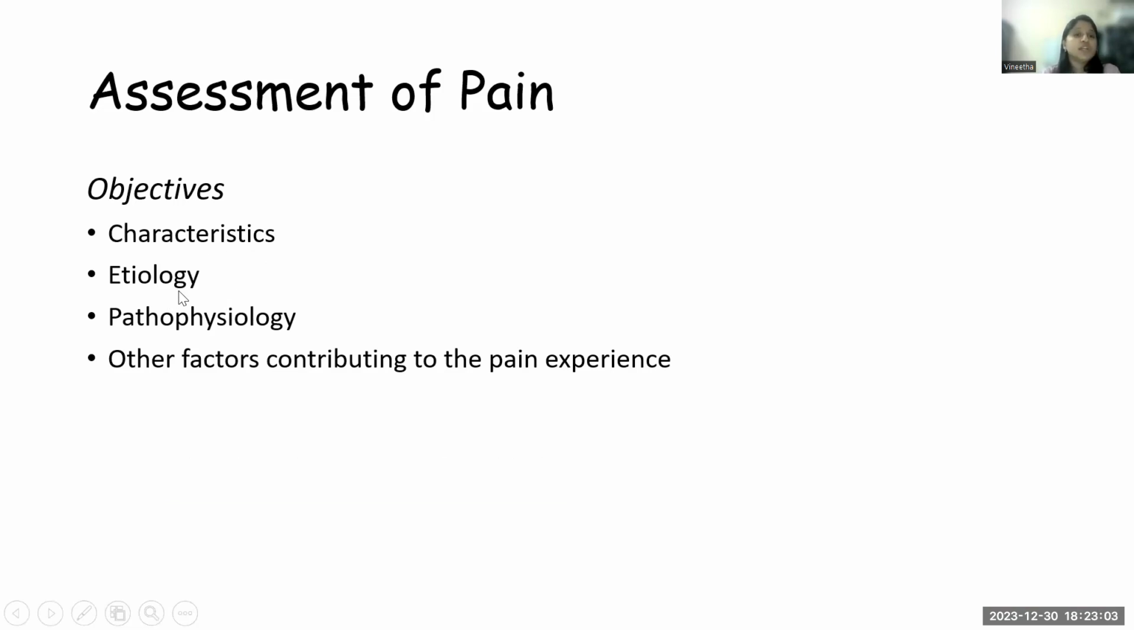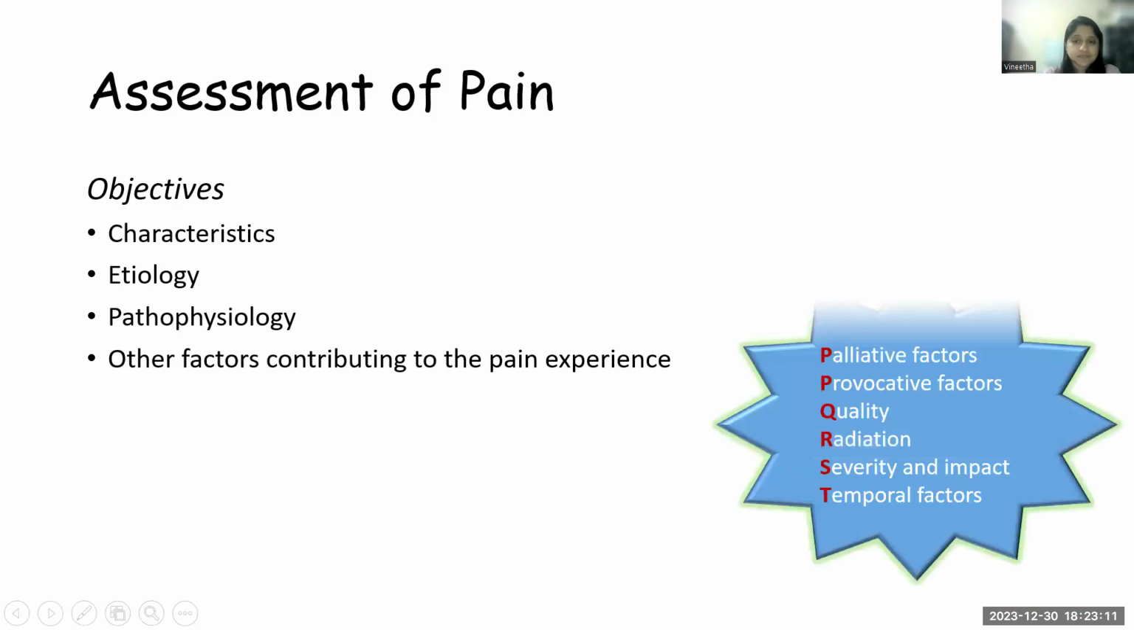We need to get an idea of the etiology, pathophysiology, and the other components of total pain contributing to the pain experience. You can use any of these mnemonics to get these characteristics of pain. You can either use PQRST: palliative and provocative factors, quality, radiation, severity and impact, and temporal factors, or I use SOCRATES: site, onset, character. I think all of you might already know that. Any of these is fine, but the most important is that you go about it systematically.